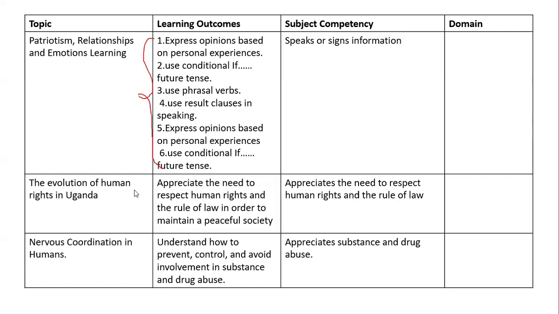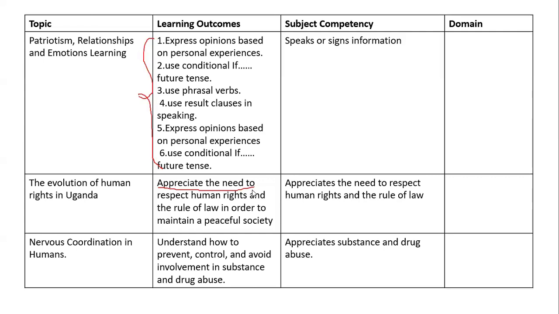When I'm looking at history, the learner must be able to appreciate the need to respect human rights. We are going into politics very soon. Do you have something about it where people are violating human rights?